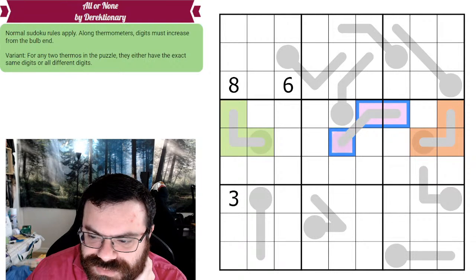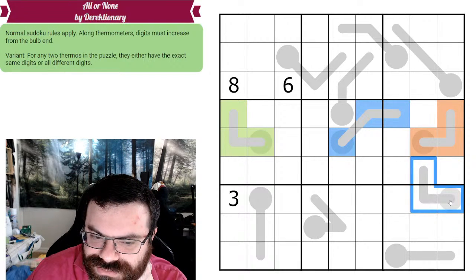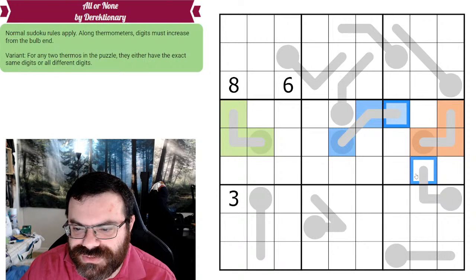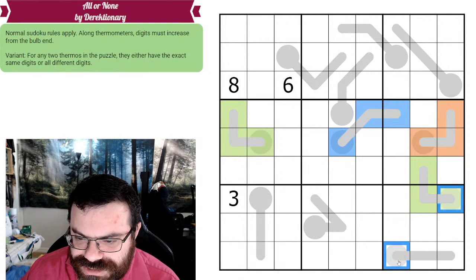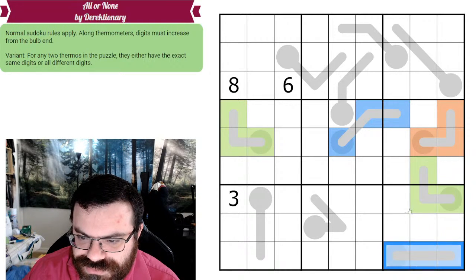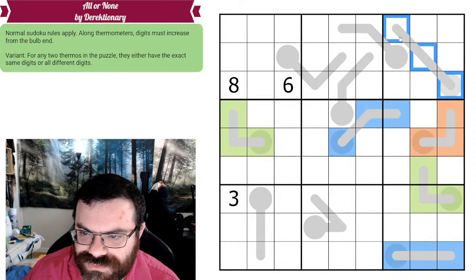I'm gonna use blue here instead of purple. So now this one is either blue or green. Oh, it shares an end with blue, so this one has to be green. This one shares a head with green and a tail with orange, so this one's blue. This one shares a head with green and a tail with blue, so this one's orange.